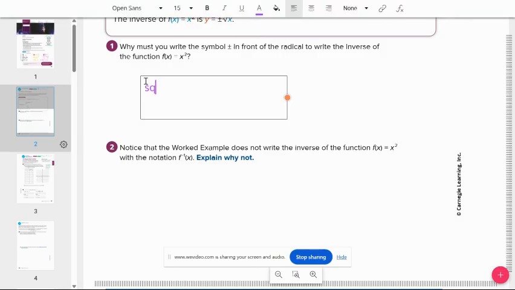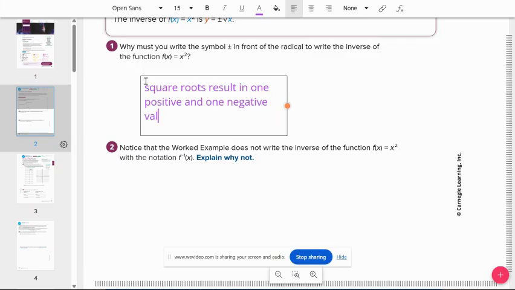Well, to do this, we know that square roots, oh my gosh, now you're going to see how bad I am at typing. Square roots result in one positive and one negative value. This is something that we talked about on the last page. So that's why we have to have that plus minus sign.